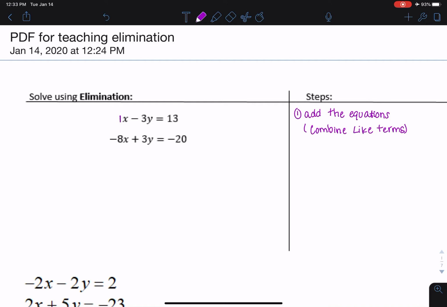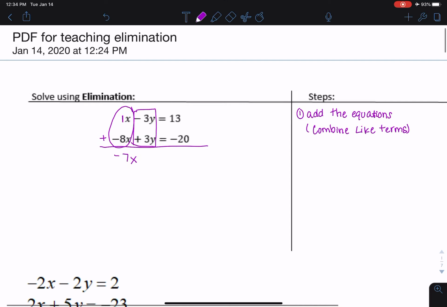So when I add the top equation to the bottom equation, notice that my like terms are already lined up. The x's both come first, the y's both come second, and then the answers come third. So if I have 1x plus a negative 8x, that's negative 7x's. Negative 3y plus 3y, that's 0y. So instead of writing anything down, we're going to cross it out.